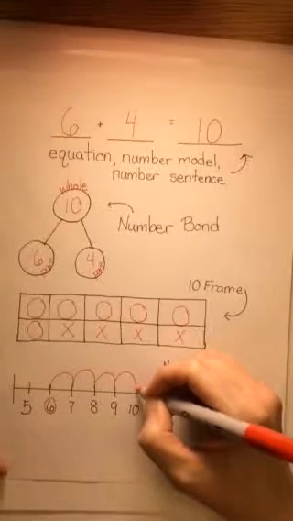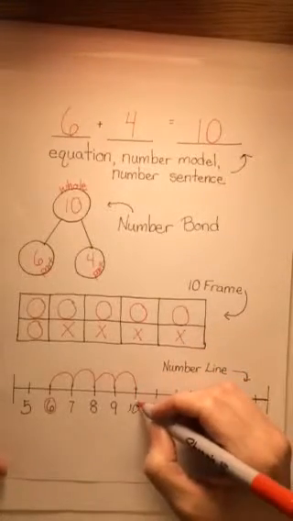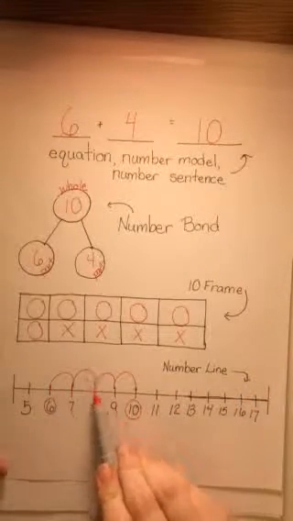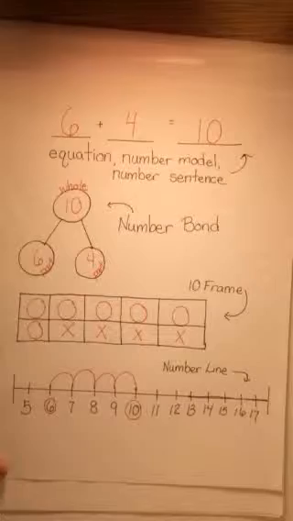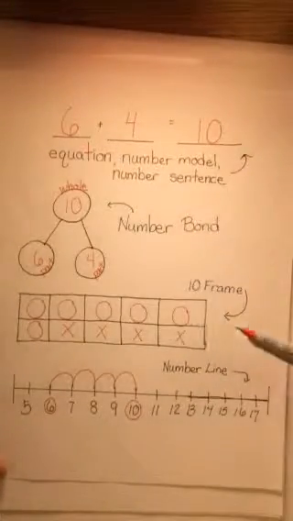Notice that my marker hopped like a bunny. That's what we call it at the beginning of first grade. My bunny landed on number 10. So I know that 6 plus 4 hops equals 10. Those are all the ways that we represent equations in first grade.